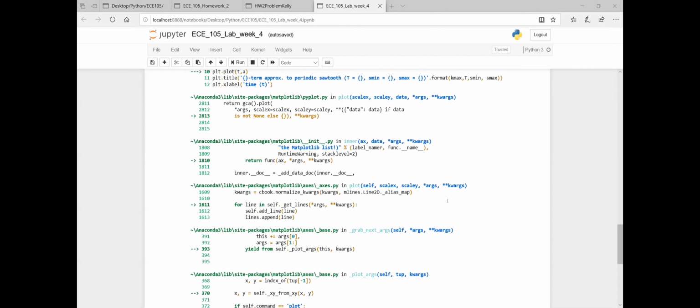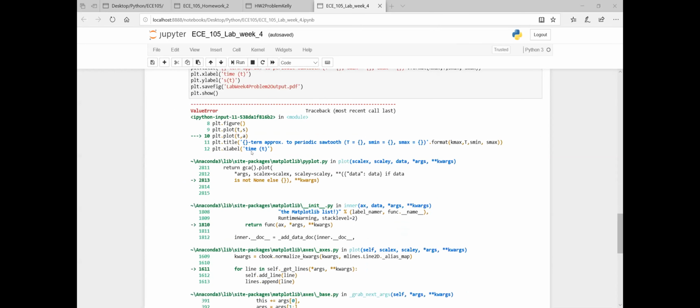Sorry, could you take a look at my code? Sure. Let me share my screen. Do you see it now? Yep. I kind of ran into the same problem. I wrote the code for the sawtooth approximation on the same line. For some reason, it's not returning a plot. Can you go up?